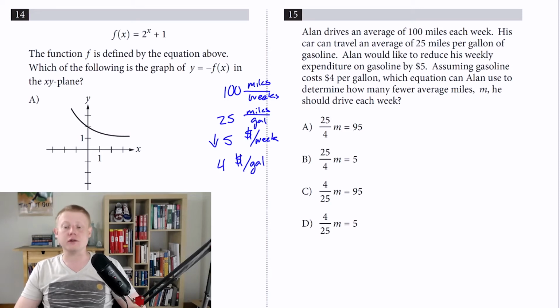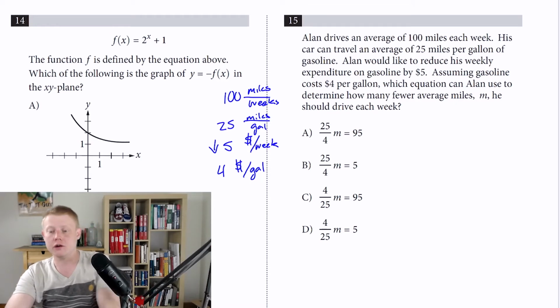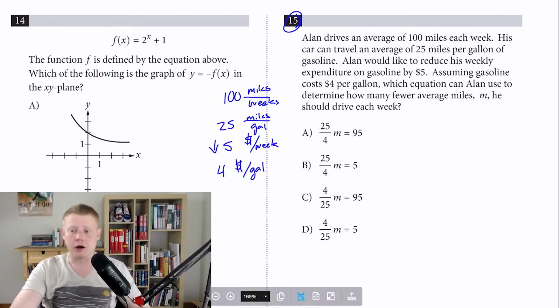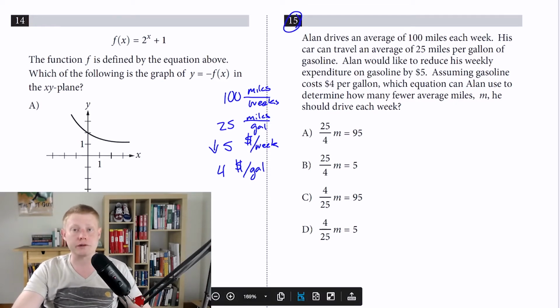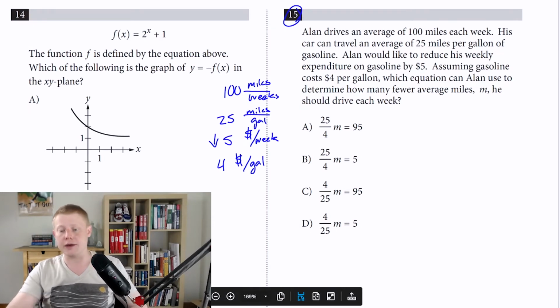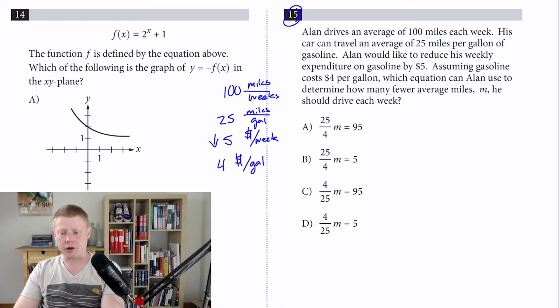Today we're looking at a unit conversion problem. We've got Alan here who is driving. Look at your problem and let's go over it. Okay, so I went ahead and made a list, which I strongly recommend you do, of all your salient numbers. We have 100 miles a week he drives. His car gets 25 miles a gallon. He wants to reduce his expenses by $5 a week, and he's paying $4 a gallon.